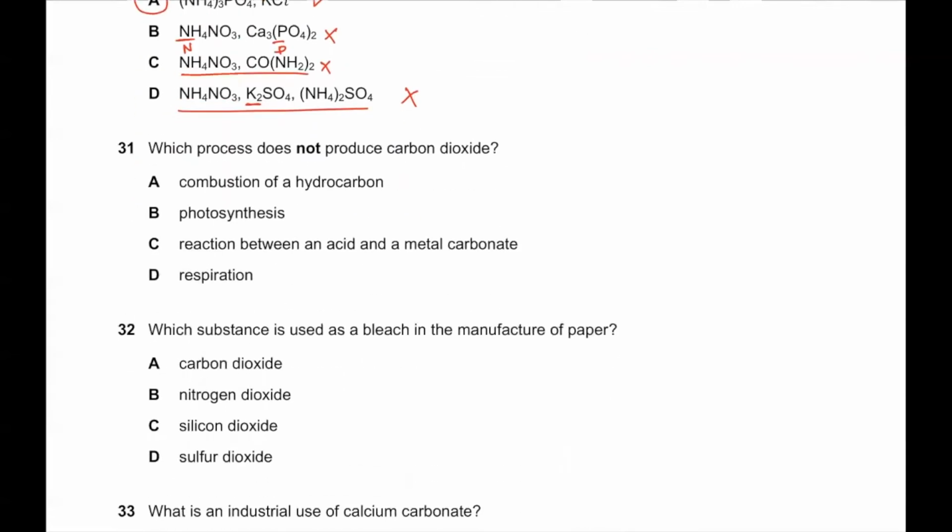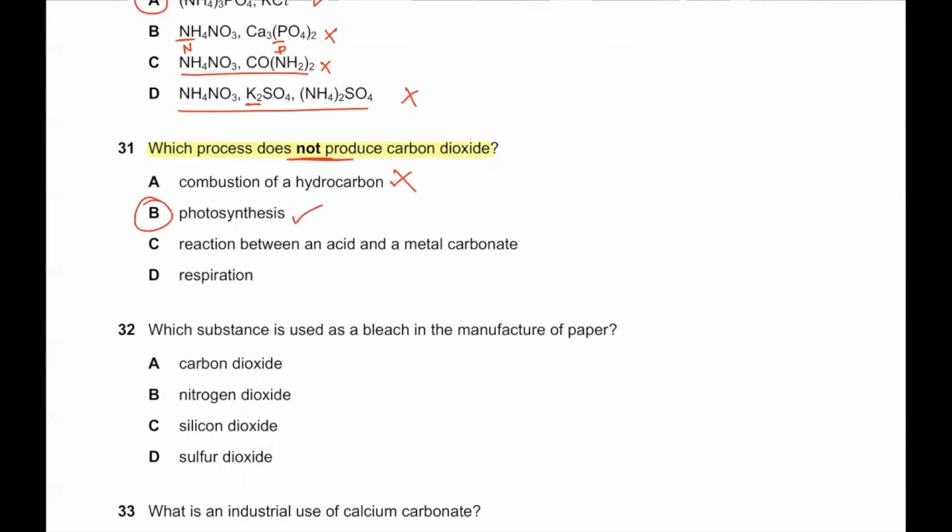Guys, question number 31. Which process does not produce carbon dioxide? All right, we know combustion of hydrocarbon does produce carbon dioxide. Since the question asks which does not produce carbon dioxide, so it's a not. So definitely we're going to cross it out. We know photosynthesis produces oxygen, does not produce carbon dioxide. B will be the correct answer.